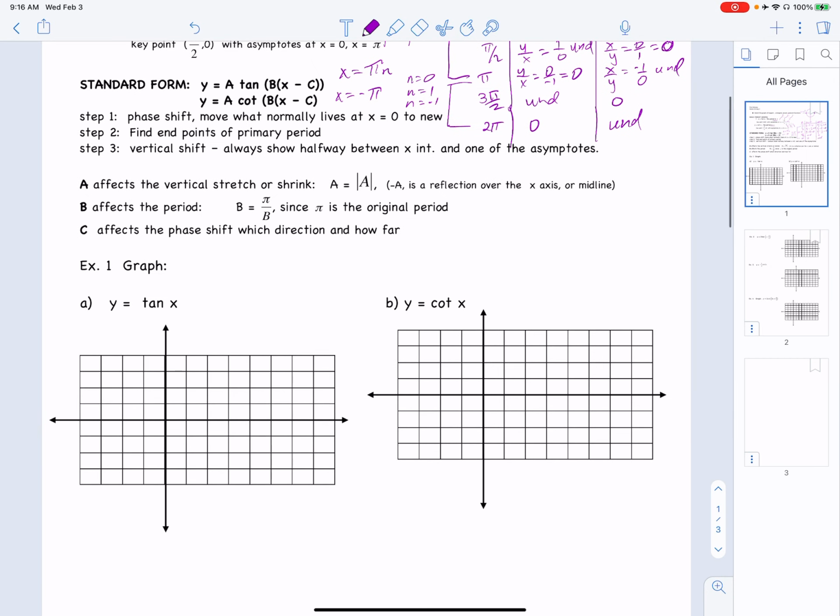The standard form looks a lot like sine and cosine, but you have to remember that the period is pi. And one of the big things about that is when you have a b other than 1, to find the new period, it's not 2 pi divided by b, it's pi divided by b. And we'll see that as we look at a period change. The A is not amplitude, it is a vertical stretch or shrink. And if A is negative, there is a reflection in the x-axis.